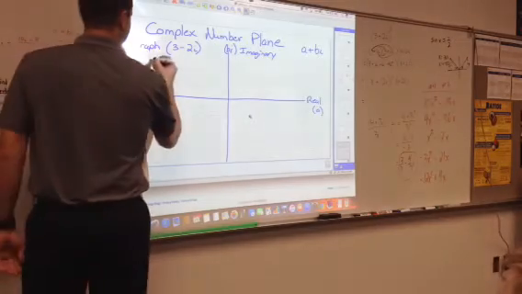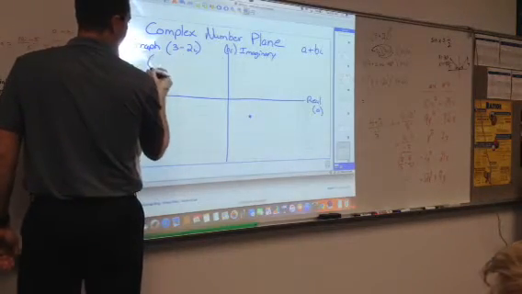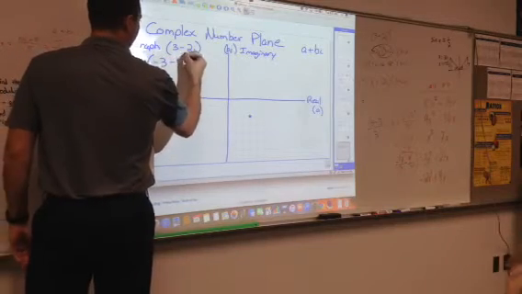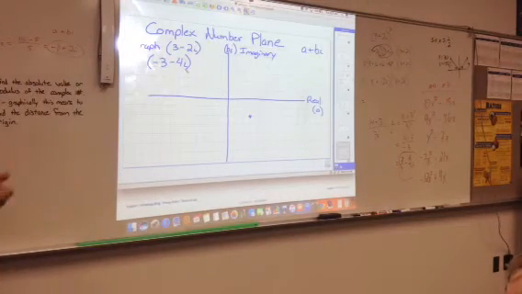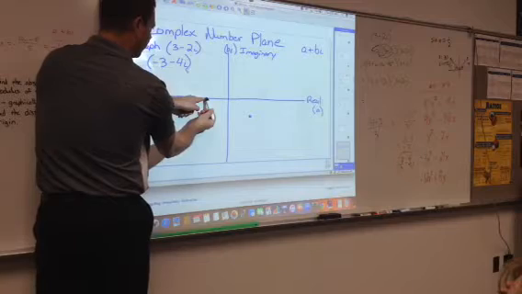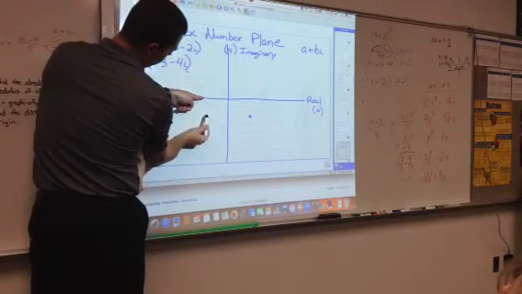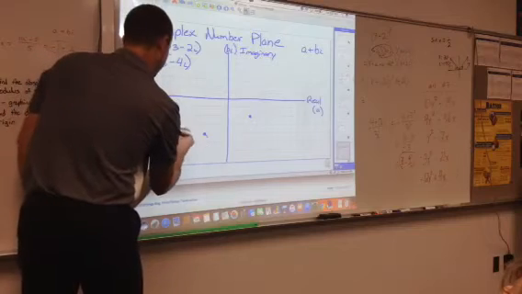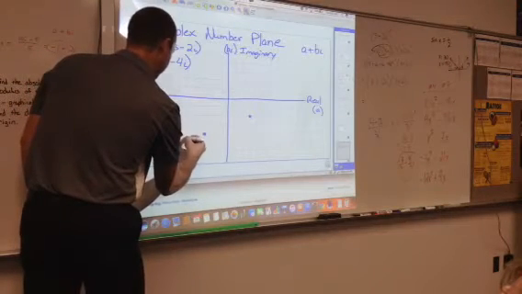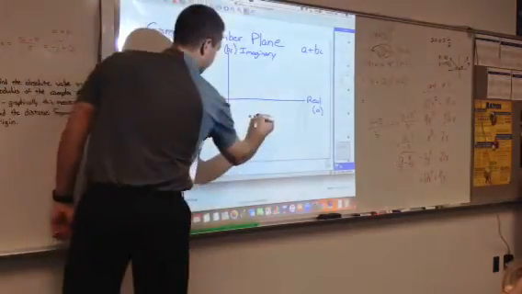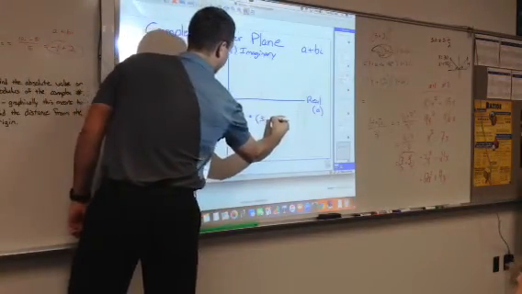I'll do another one just to be certain you got it. How about negative 3 minus 4i? So where am I going to go to graph that point? Negative 3, negative 4. 3 to the left, so I'm going negative 3 in the real direction, and then down 4. So this would be the complex number negative 3 minus 4i. This was the complex number 3 minus 2i.